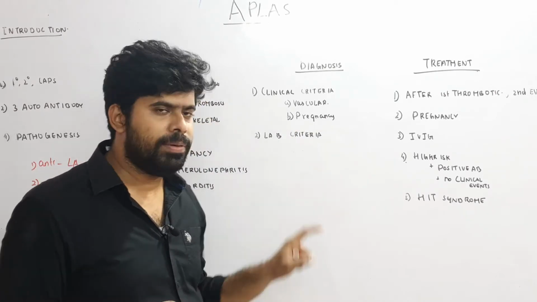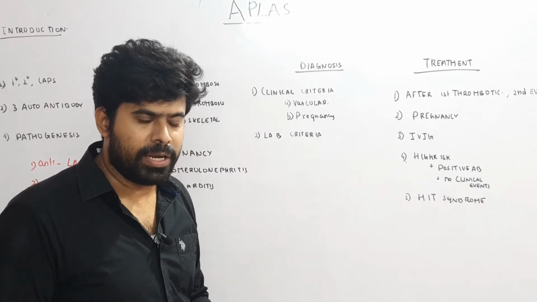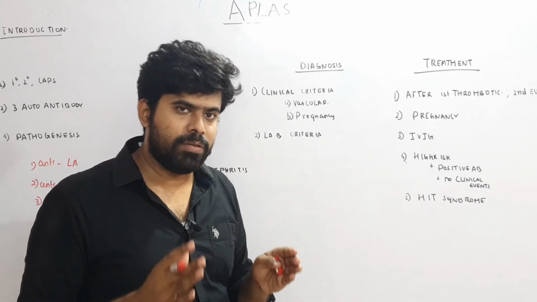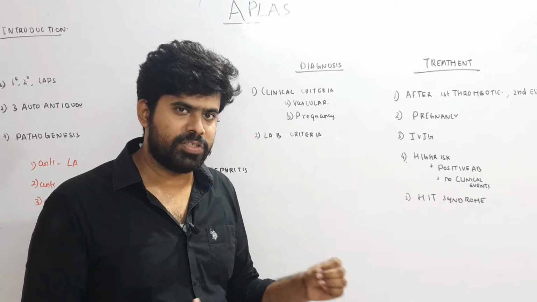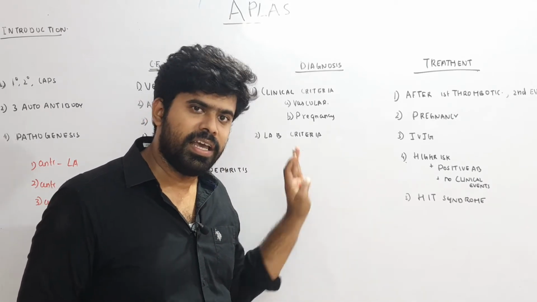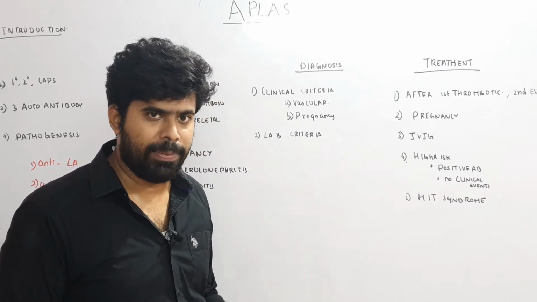The lab criteria will be these three antibodies: lupus anticoagulant, anti-cardiolipin antibody, and anti-beta-2 glycoprotein antibody. These antibodies should have high titers in 2 consecutive measurements taken more than 12 weeks apart. So persistent high antibody titers can help in the diagnosis of APLA syndrome.